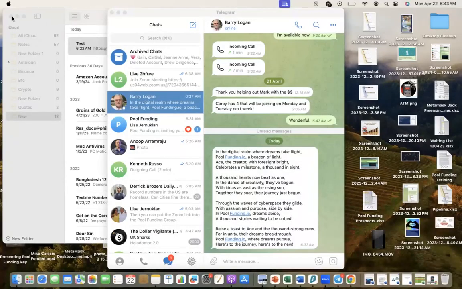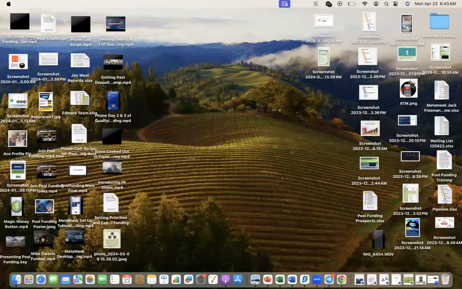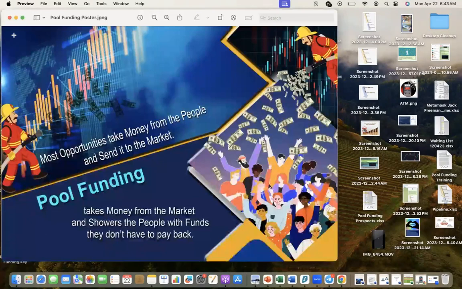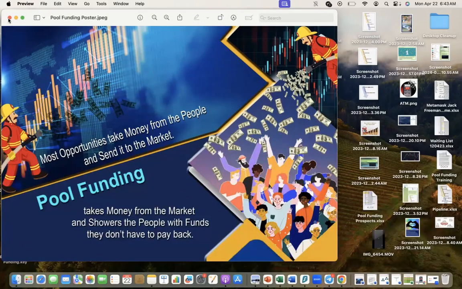So just share my screen real quick. We often use a poster here. This one here. We often talk about this is what we do compared to other opportunities that take money from the people and send it to the market. Pool funding is different. We take money from the market and shower the people with funds they don't have to pay back. Okay, it's a big claim. And let me back it up here with some documentation on what we've done already.